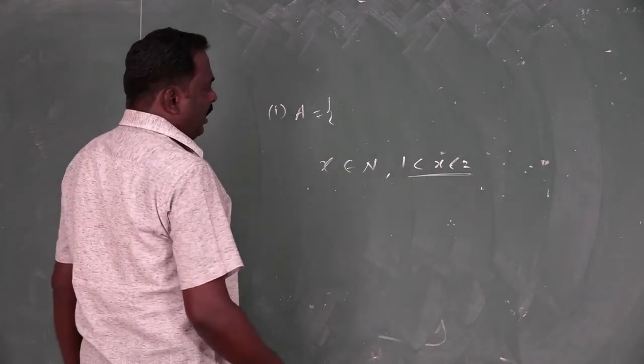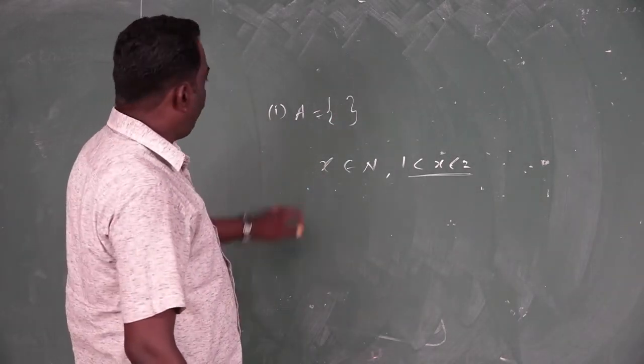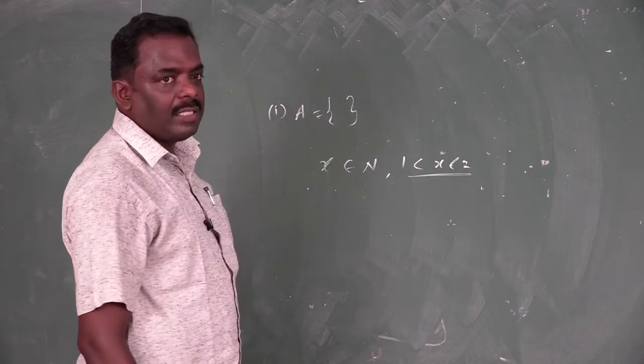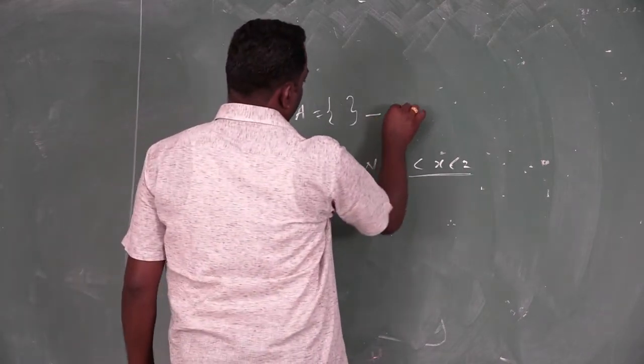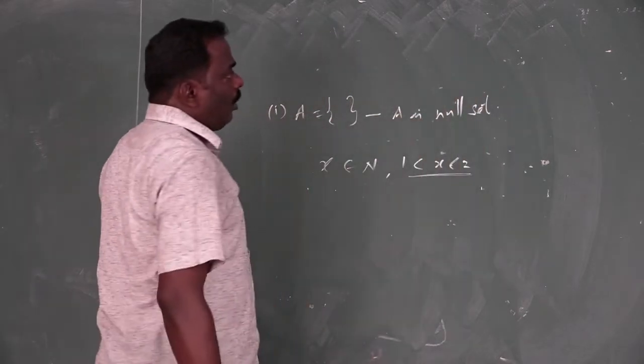No elements are there, so we can simply say it is empty. Therefore it is an empty set, or we can say it is called a null set. Therefore A is a null set. Now the second one.